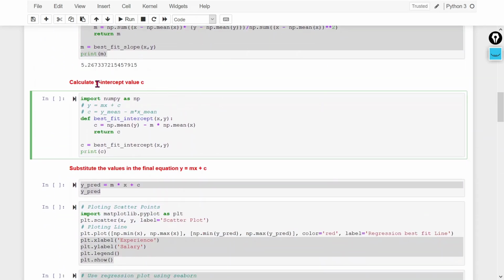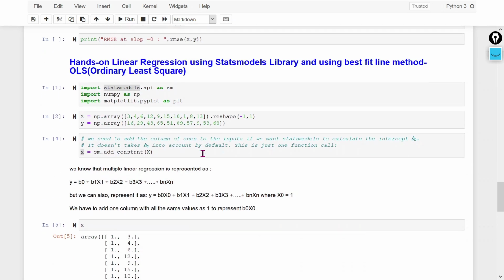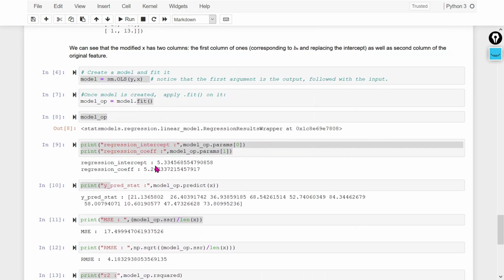Now I am going to calculate the intercept. How can we calculate it? Y is equal to mx + c, and c we need to calculate. So c is equal to the y mean minus m multiplied by the x mean. All the values we know, so we will use this particular function, then we will calculate the intercept. 5.33. If you see here, I am getting 5.33.